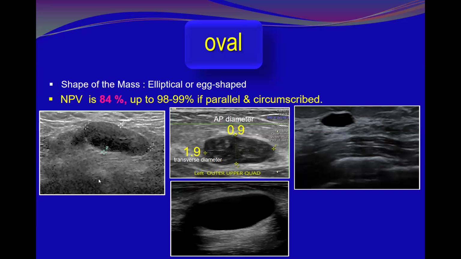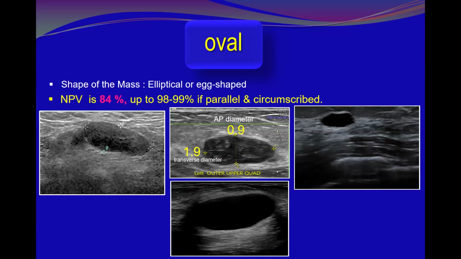And generally, as we mentioned, it is larger than the AP dimension. And when the lesion or the mass is oval, that means it has a regular shape. That means most likely it is circumscribed. Then it has a negative predictive value of 84%. You see, the probability of being cancer is low.